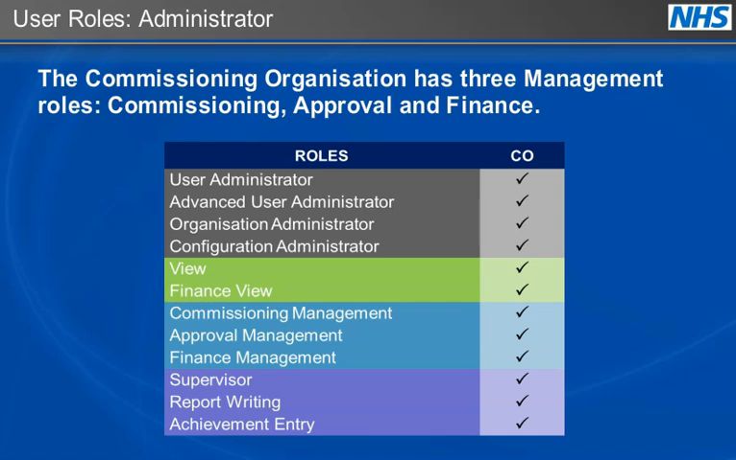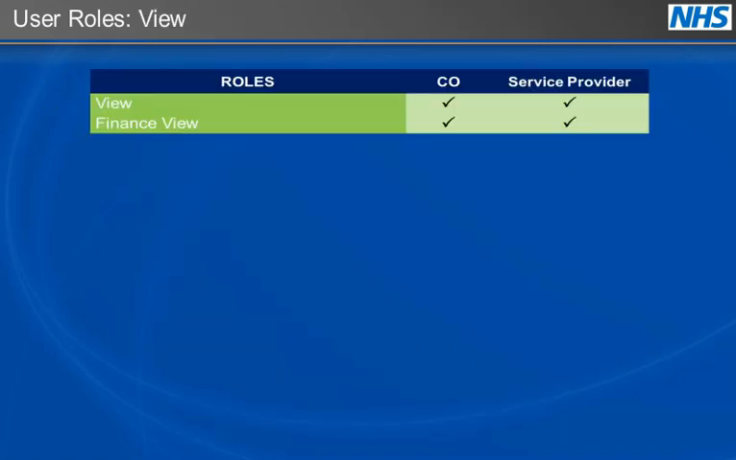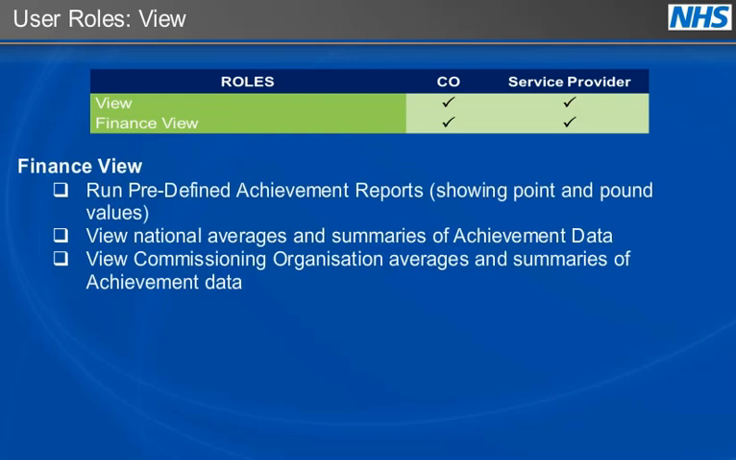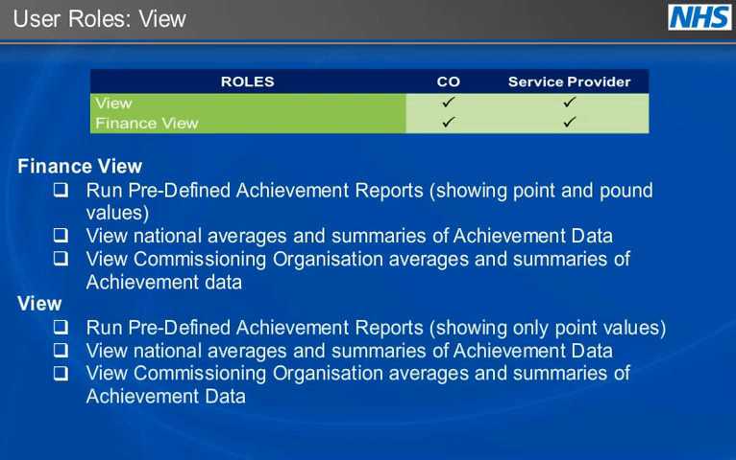We've briefly covered the administrator roles. Now let's move on to the view roles in CQRS. Users in all organizations have the ability to be assigned the view and finance view roles. In general, the finance view role can run predefined achievement reports, with the ability to see point values and achieved pounds, view national averages and summaries of achievement data, and view commissioning organization averages and summaries of achievement data. The view role can do everything the finance view role can, except that running predefined achievement reports is limited to only showing point values, not pounds.